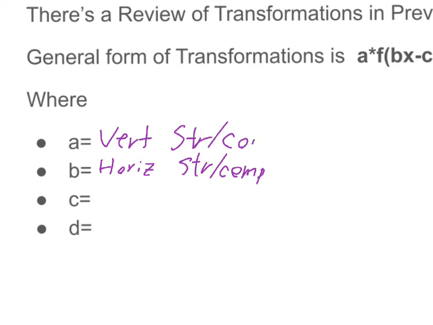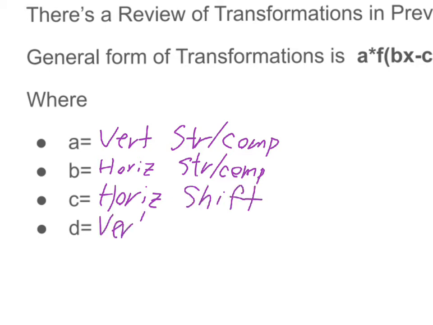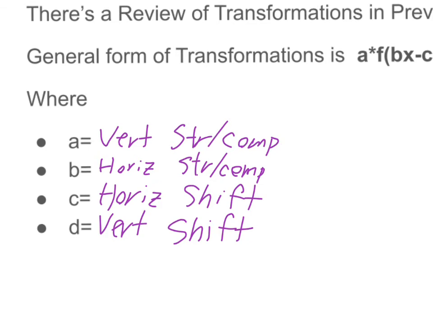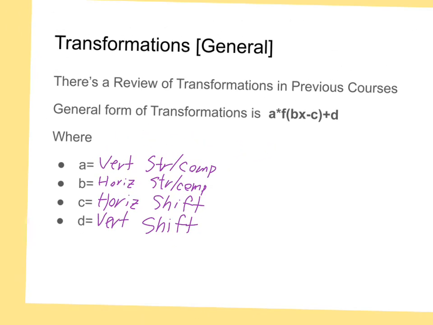So stretch or compression, whether horizontally or vertically, were at A and B. Our C value, that was a horizontal shift, moving things left to right, whereas D was our vertical shift, moving things up and down. For our trig values, the properties are going to be the same, but we're going to call them slightly different things.